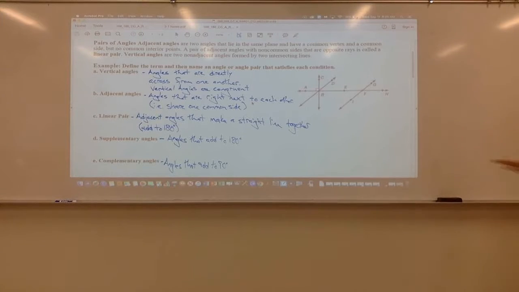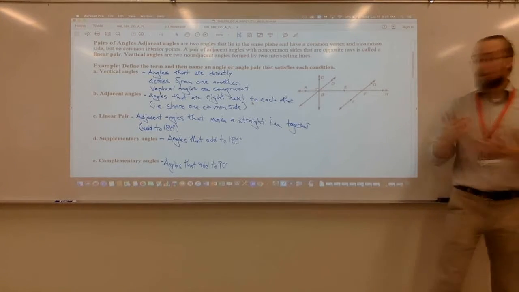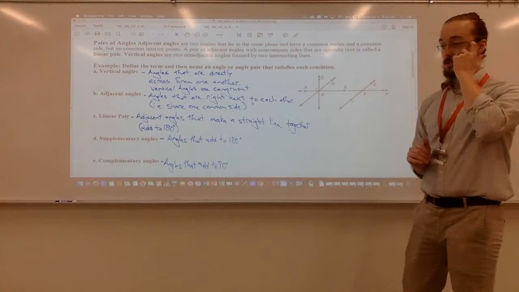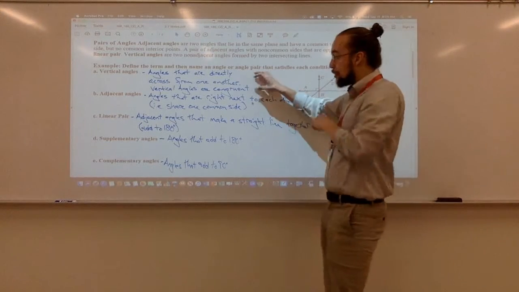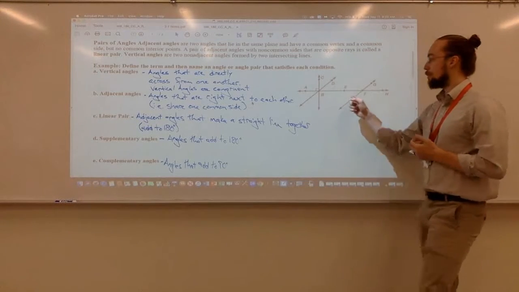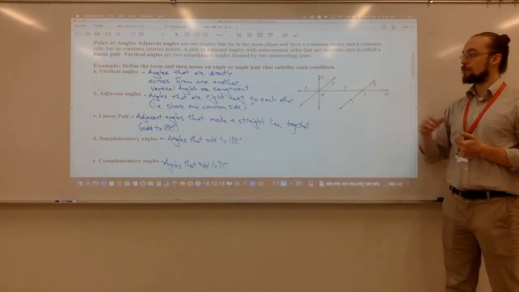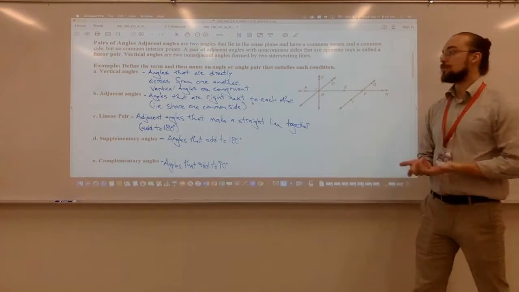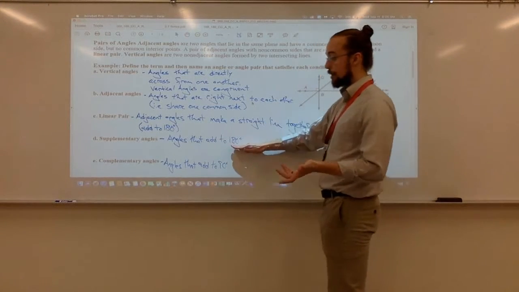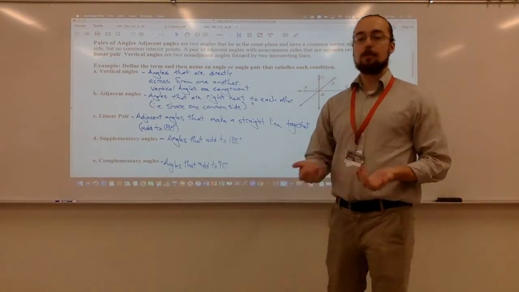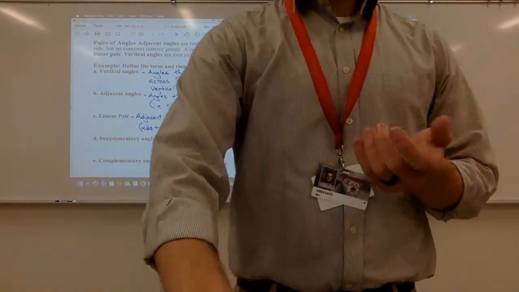Any questions on these properties here? So we're going to use these properties to solve some problems. Vertical angles, we'll definitely use that one. If we're looking at a pair of vertical angles, we can say they are equal to each other. A linear pair adds to 180. Supplementary angles add to 180. And complementary angles add to 90.